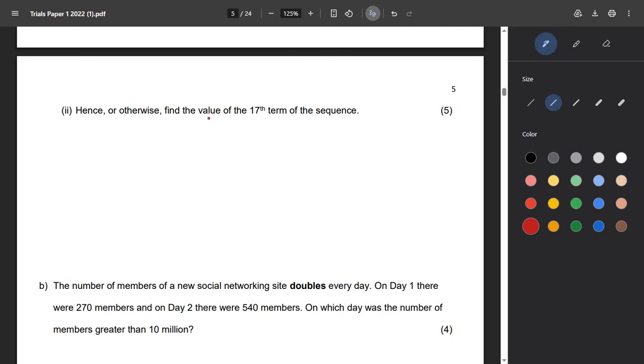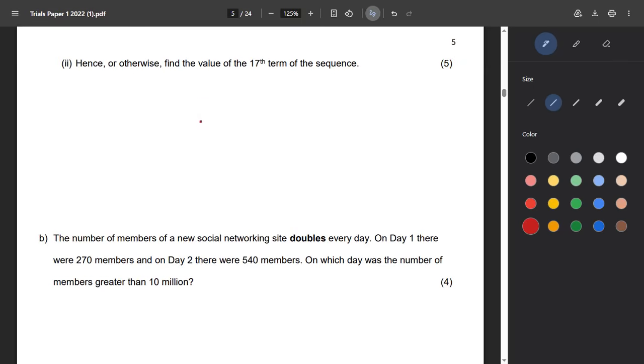So hence or otherwise find the value of the 17th term. To find the value of the 17th term, we need to find the general term of that sequence first. So the sequence goes like this. It's 4, 9, and we said x is 20, and then this is 37.